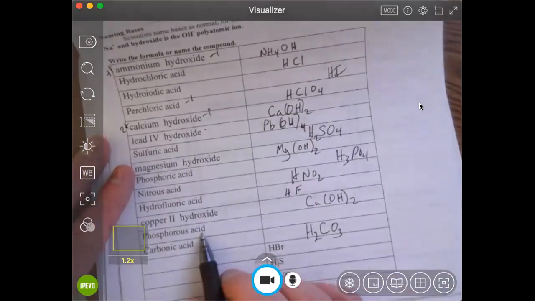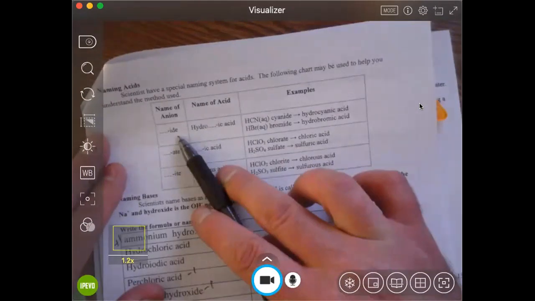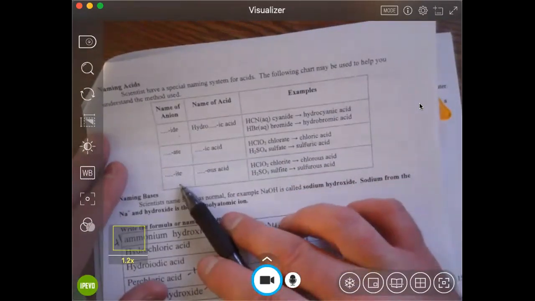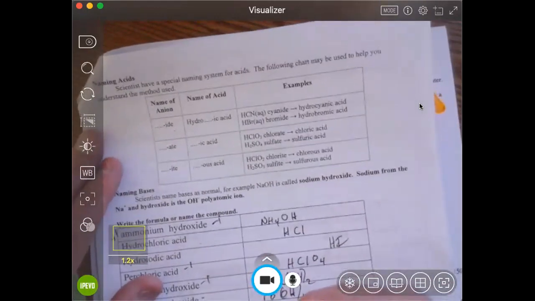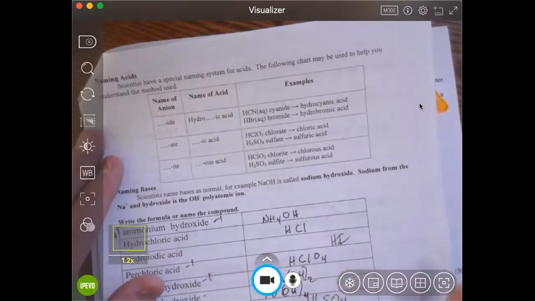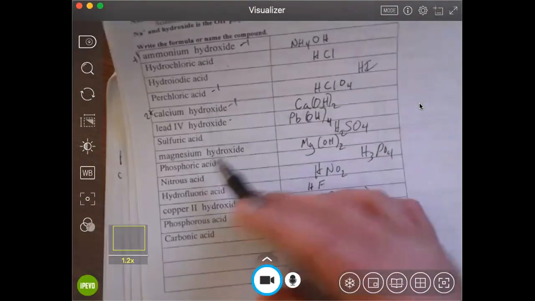Here we have phosphorus acid. Phosphorus. What does OUS lead to? Ide, ate, or ite. Us. Ide, ate, or ite. Players at home can play along. Ite. So phosphorus, we're looking for phosphite.